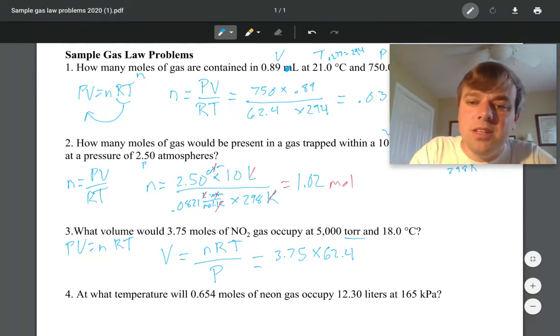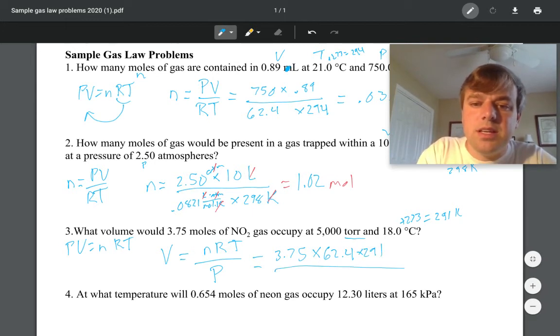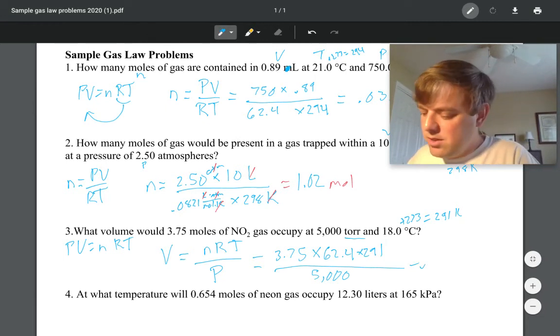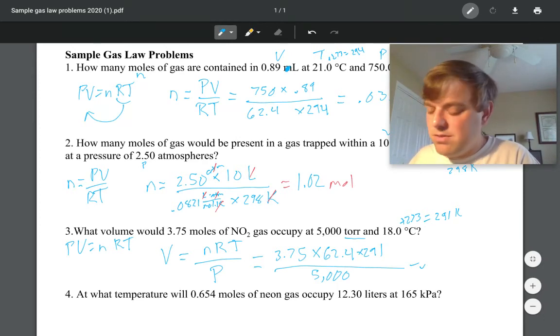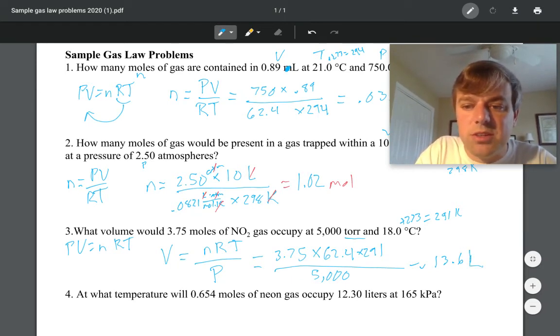For temperature, we need 18 plus 273, 291 kelvins. And our pressure is 5,000 torr. So we're going to take 3.75 times 62.4 times 291 divided by 5,000. And I'm coming up with 13.6 torr. Sorry, not torr. We're looking for volume, so liters.